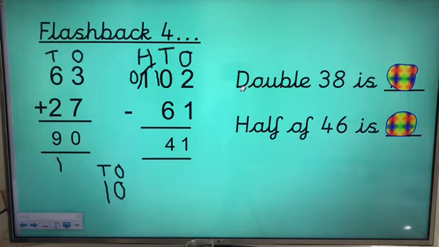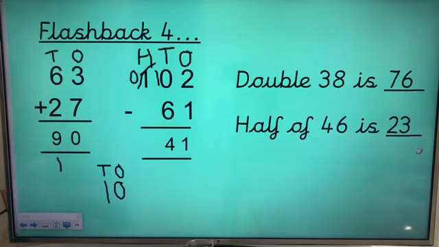Okay, now we can use our doubling ladybird to find double 38. Double 38 is 76. Awesome job if you got that one right. And half of 46 using your halving butterfly. Let's see if you got this one right. It is 23. Fantastic work if you got 4 out of 4 on our Flashback 4 today.